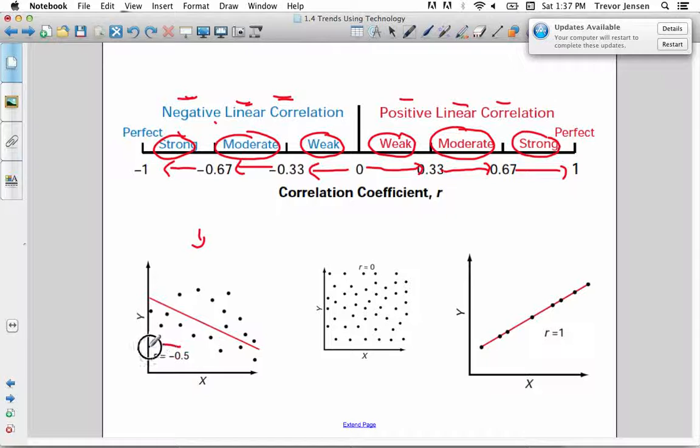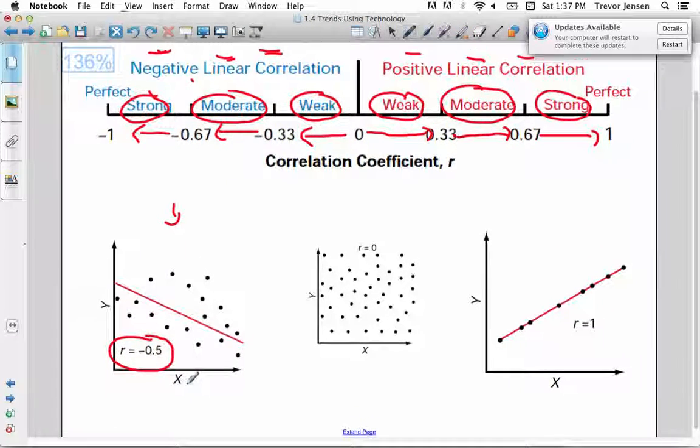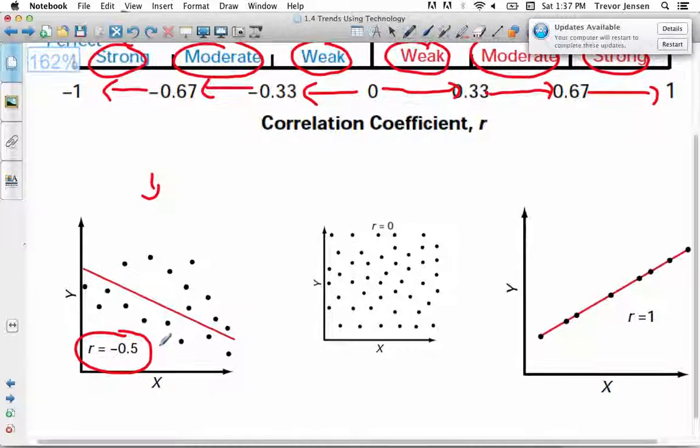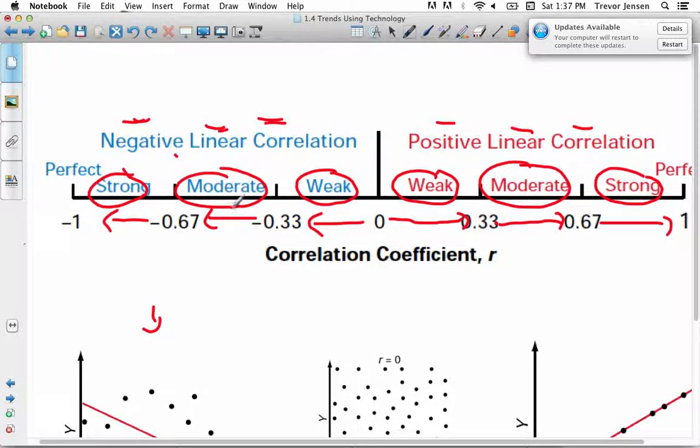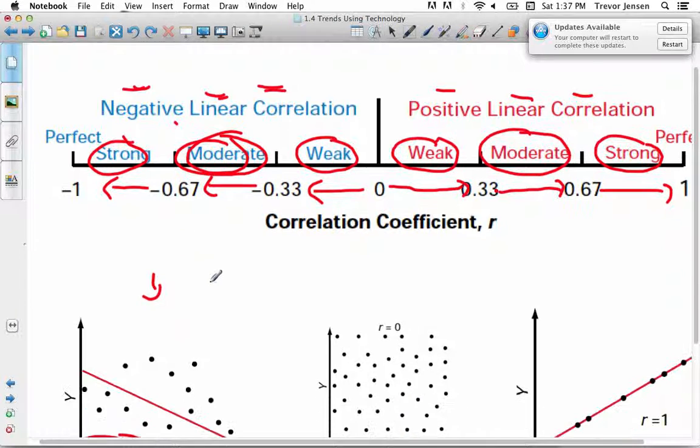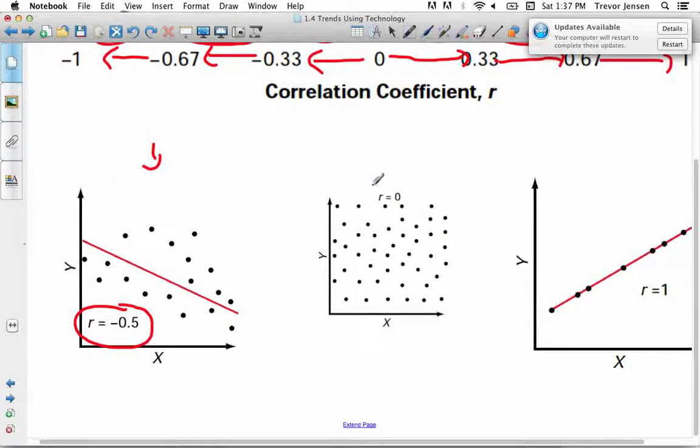So it says here that the R value for this set of data is -0.5. That value of -0.5 would imply that we have a moderate negative linear correlation. If we look at the graph in the middle, there doesn't seem to be any correlation in the data, and that's why the R value is 0. That's implying that there is no correlation in the data.